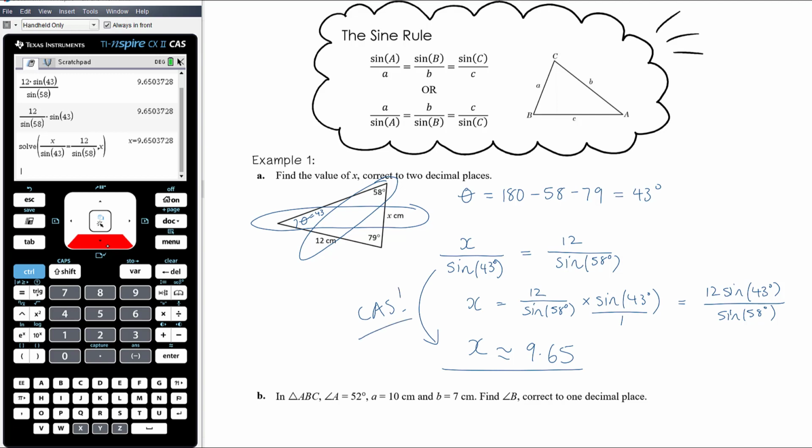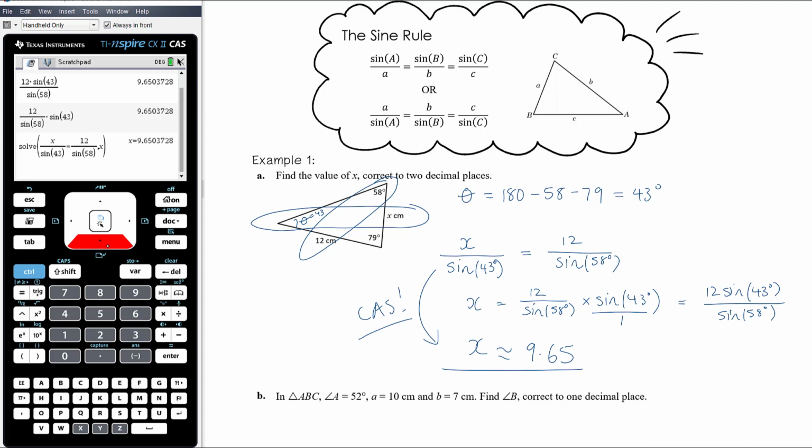There's no bonus marks gained by doing the by-hand work at that intermediate step. All the same, you might find that sometimes it's a bit more fiddly entering in the solve and the comma x. You might find that where the rearranging is easy, and in this example, just multiplying by sine 43 is pretty easy to do by hand, you might actually find that that's an easy step.